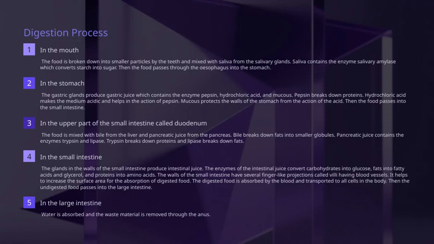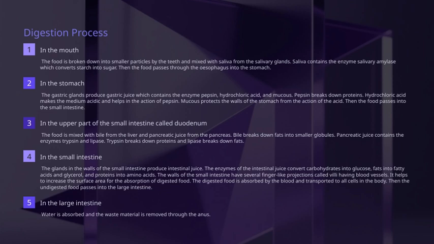Water is absorbed and the waste material is removed through the anus. This process occurs in the large intestine, where water is reabsorbed from the remaining food residue, helping to form solid waste. The waste is then expelled from the body through the anus.